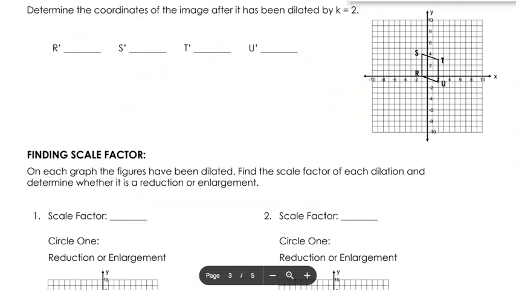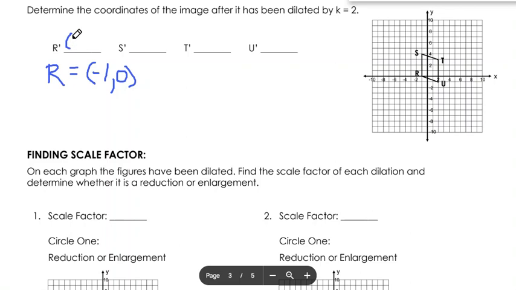All right, let's try this example. This one says determine the coordinates of the image after it's been dilated by k equals 2. So give us R, S, T, U, and they want us to find R prime, S prime, T prime, and U prime. So that means we have to take each of these points and times them by 2. All right, so regular R, I see is at negative 1, 0. The x value is negative 1, the y value is 0. It's right here, right? So now I want to multiply those by 2.